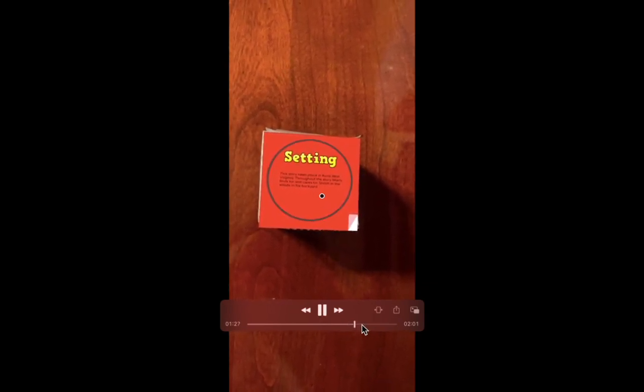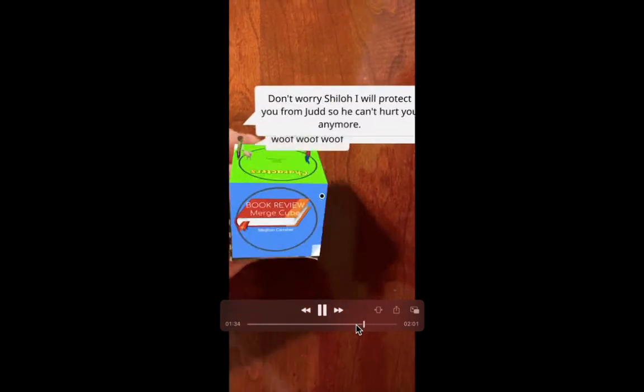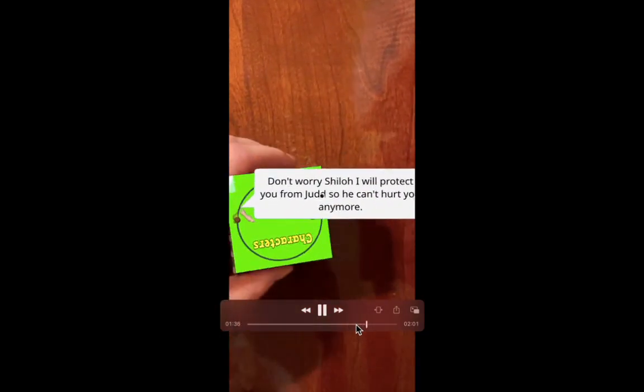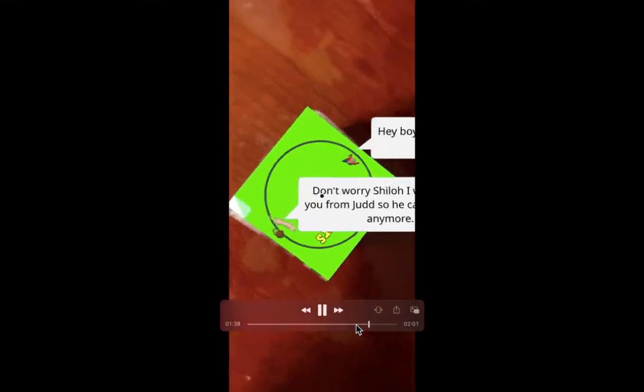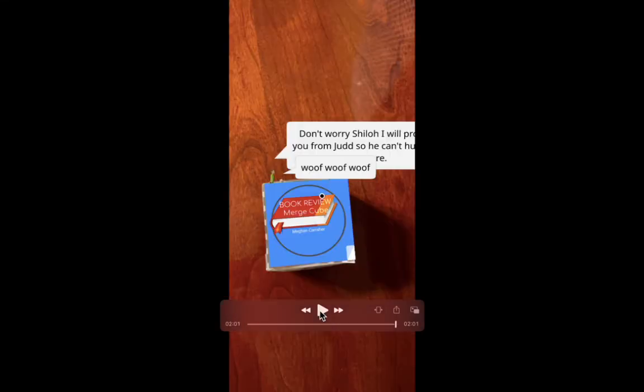Now, to kind of move on, again, I'll speed this up a little bit. My final side that I have is the character side. So I just talked about the 3 characters, Marty, Shiloh, and Judd. I have Marty and Shiloh standing next to each other. I animated Shiloh to bark, and then Marty is kind of saying that he'll keep Shiloh safe, and Judd, I animated him to angrily demand his dog back.